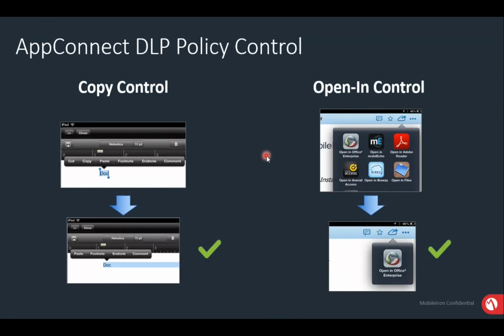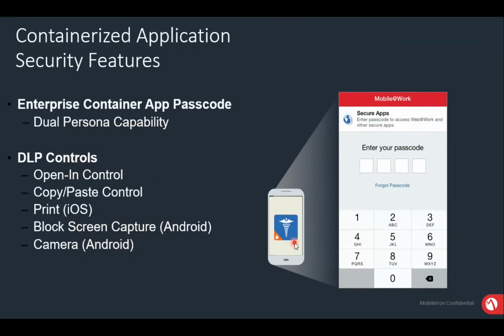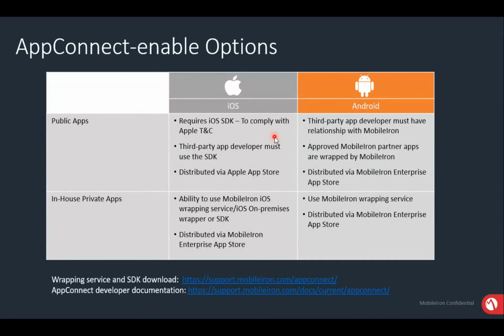So these are the DLP features when you enable an in-house application as AppConnect. You will have control over copy and open in. So you will choose to enforce the DLP for the in-house application using AppConnect. And you can also enforce a secure passcode for opening that particular application. And you can block print, like I mentioned, and you can block screen capture and camera in Android.